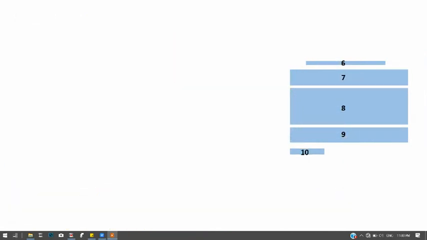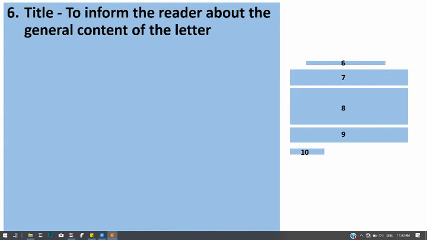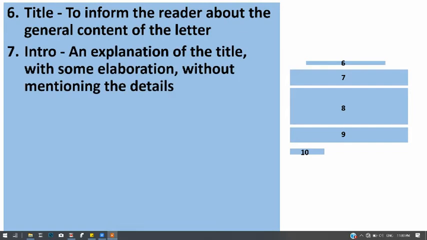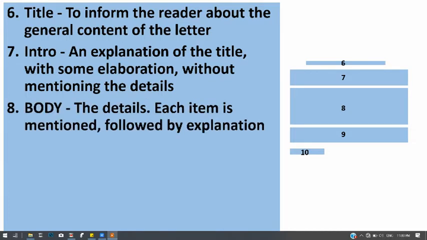Let's talk about the middle zone, the blue zone. We start from the title. What is the role of the title? To inform the reader about the general content of the letter. Number 7, we have the introduction paragraph, an explanation of the title with some elaboration without mentioning the details. Number 8, the most important part, the body, which contains all the details. Each item is mentioned followed by explanation.